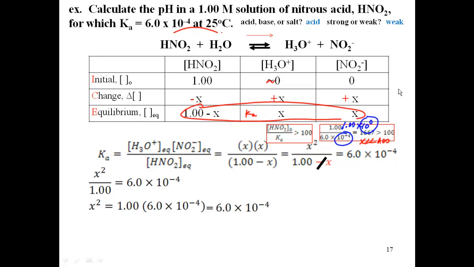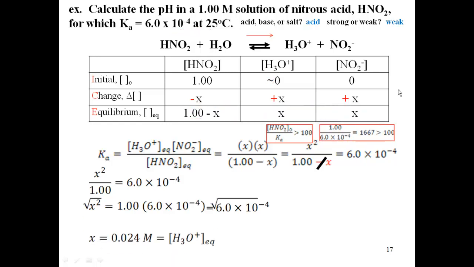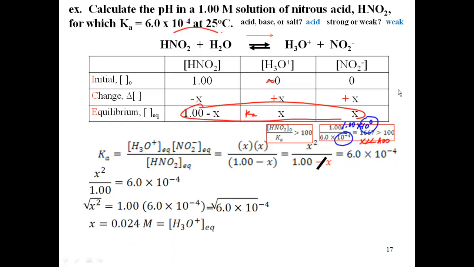So therefore, I will just take the square root of both sides. And then that gives me my x, which is 0.024 molarity. Now, what you want to do at this point is ask yourself, what does x represent in this problem? Sometimes it'd be hydronium, sometimes it'd be hydroxide. You want to know what it represents in this problem, which is why it's important to write the reaction. Write that reaction so you know how to solve the problem.